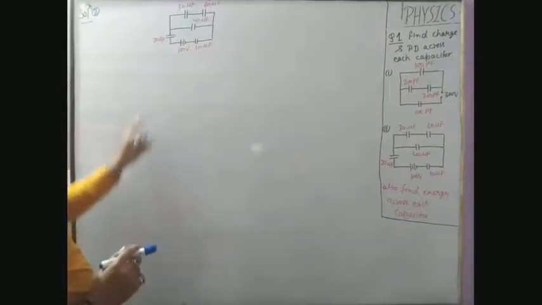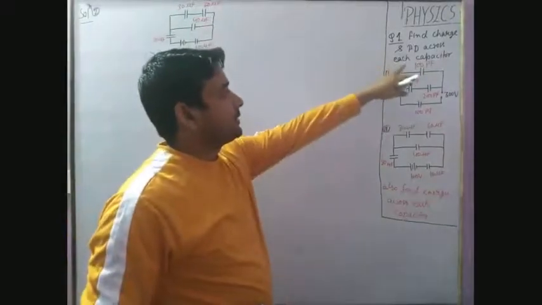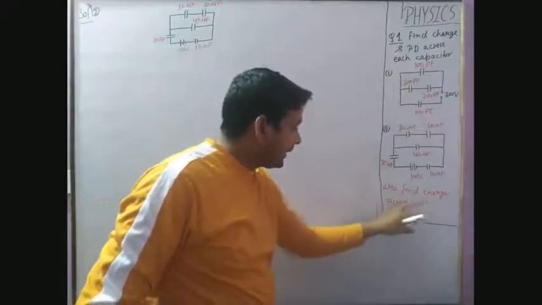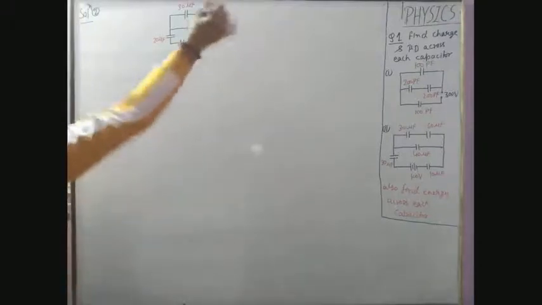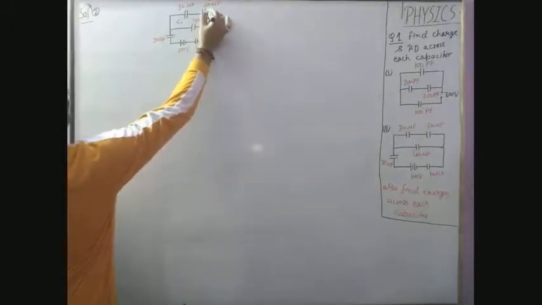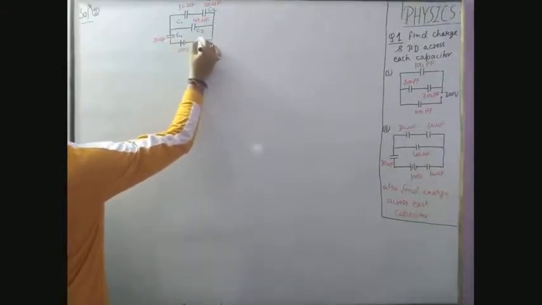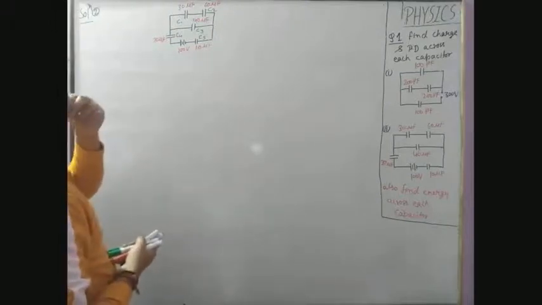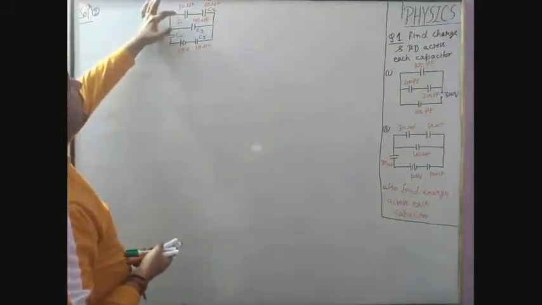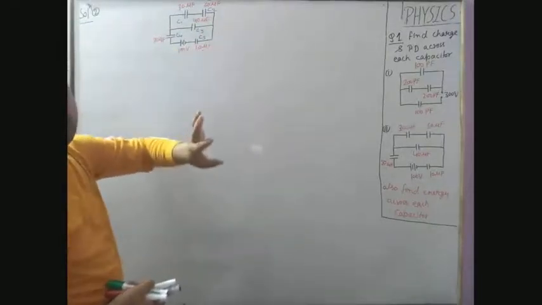Now students, the second numerical is: here we have to calculate the charge and potential difference as well as the energy across each capacitor. First we name the capacitors. Here this is C1, this is C2, this is C3, this one is C4, this is C5. Now here you can easily observe that C1 and C2 are in series, and C4 and C5 are also in series.